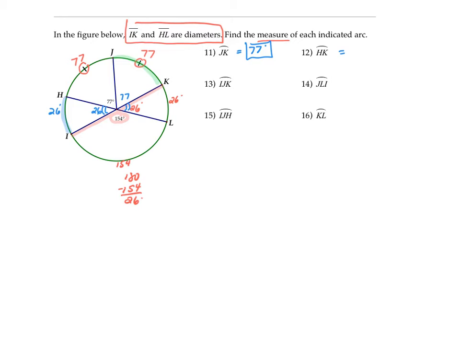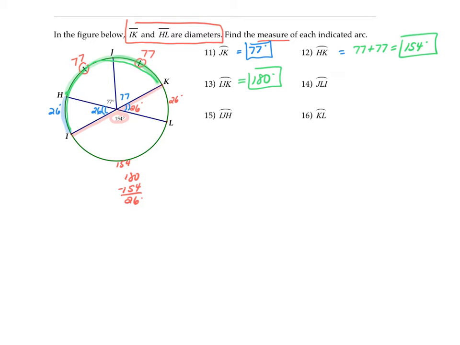HK, also a minor arc because we have two letters there. It's a little bigger, so we're going to have to go from H through J all the way to K. So we're going to be adding 77 plus 77, and we get a total of 154 degrees. If we go from I through J to K, I through J to K is our semicircle, so it's going to be 180 degrees.